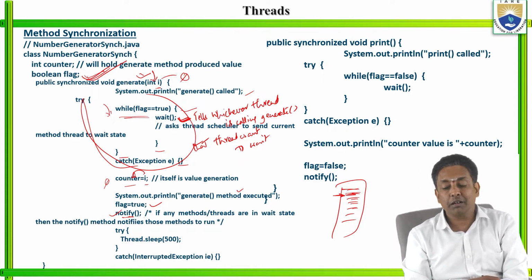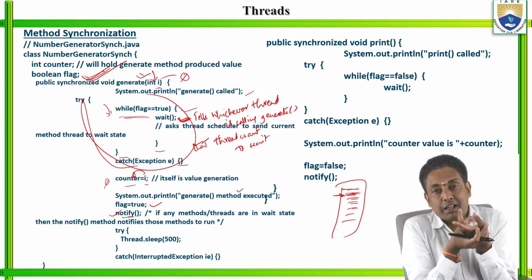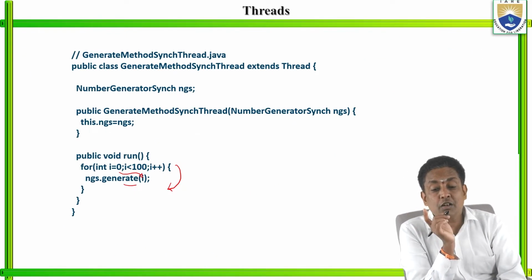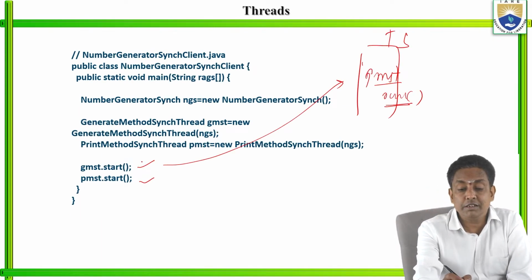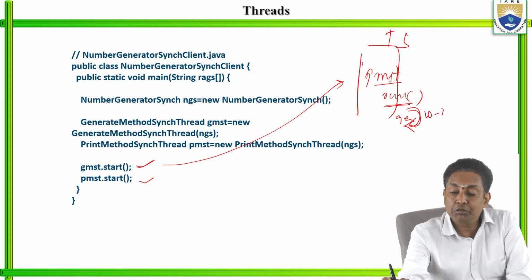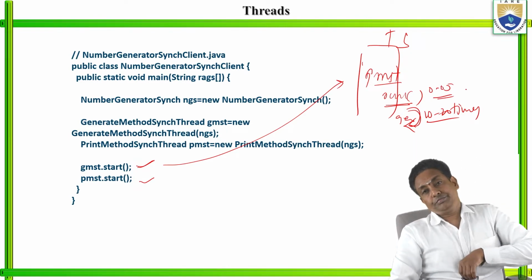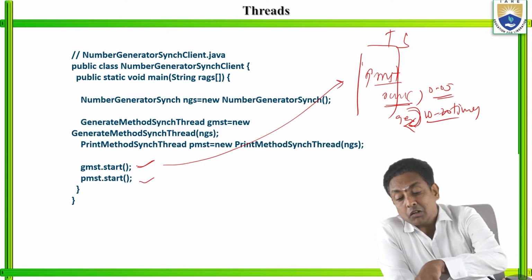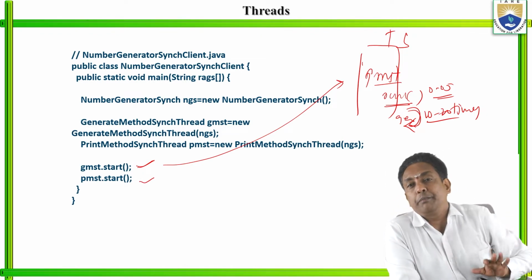Why is control not given yet? Because, as per the thread's execution, within the allotted time of this generate method synchronization thread, its run method can call the generate method continuously for 10 to 20 times. That much time is allocated for this thread. Within that time, its run method can call the generate method for at least 10 to 20 times.